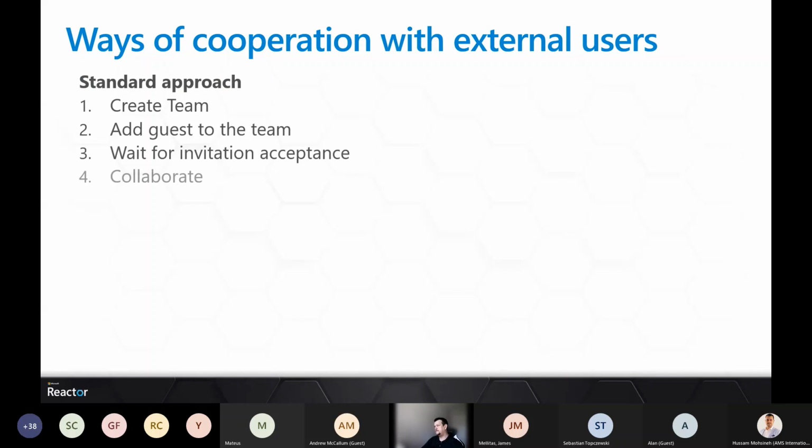The standard approach before identity governance and entitlement management was as follows: create a team in Teams, add guests to the team, wait for acceptance, and then collaborate, right? But when the project or the cooperation was finished, I guess most of you forgot to remove those accounts from your tenant, right? We are lazy, right? We need to admit that we are lazy, so we can forget about that, because we have too many other things on our shoulders to deploy.